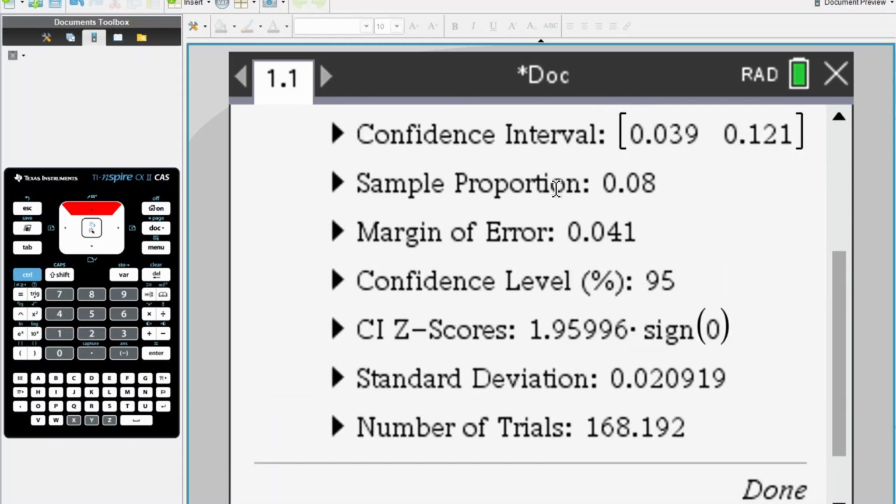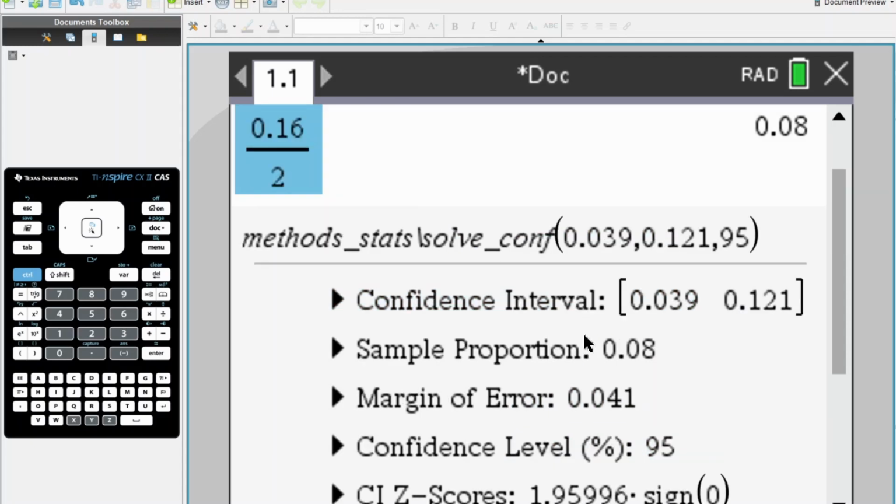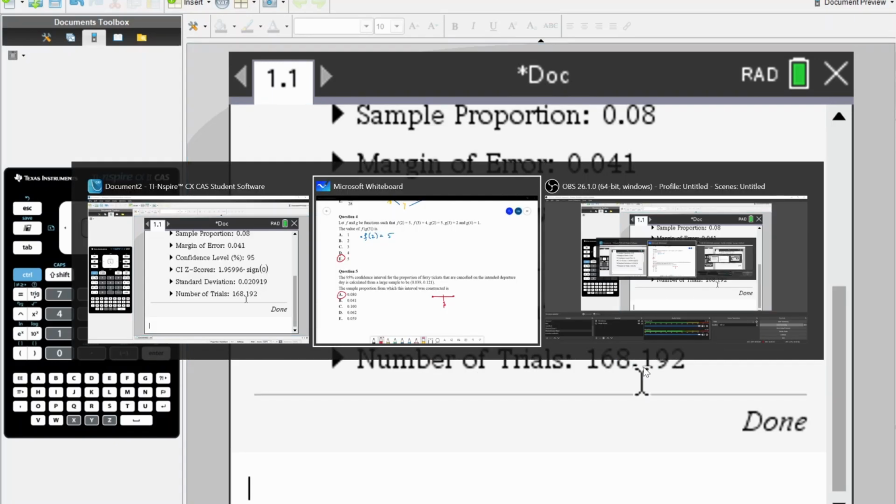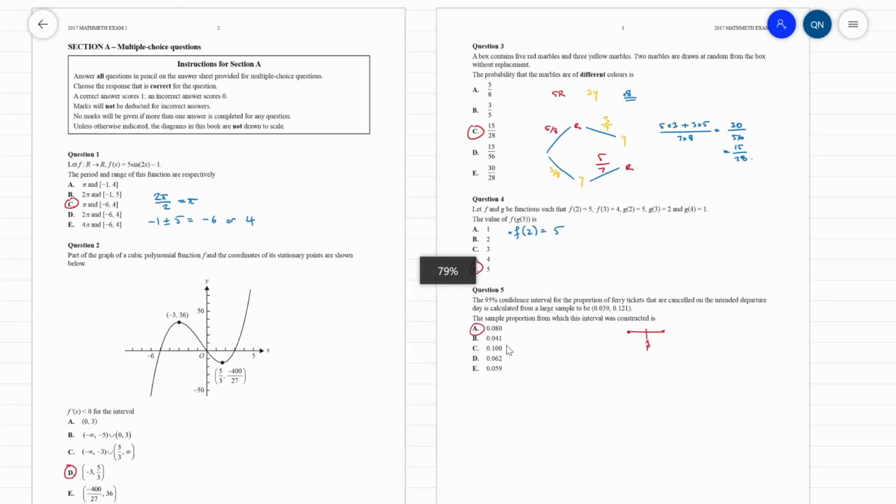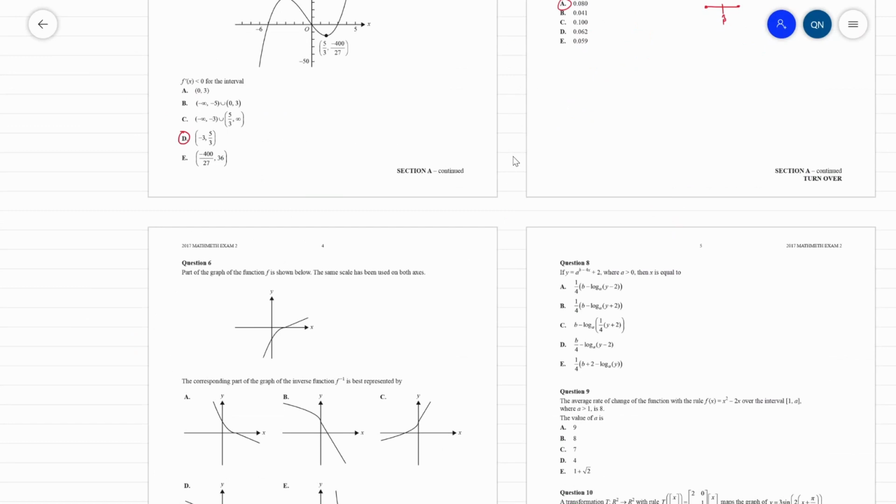So we were interested in the sample proportion. That was a nice and easy calculation, but you can also find the standard deviation and the number of trials as well. It's quite a handy program to have for these sorts of questions. All right, question number 6.